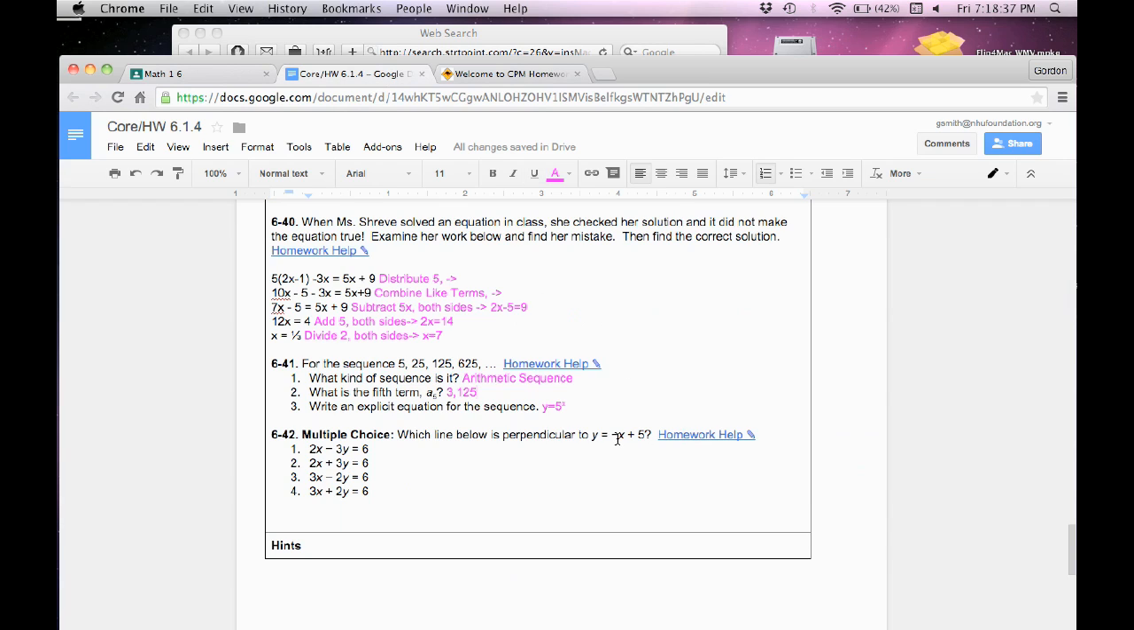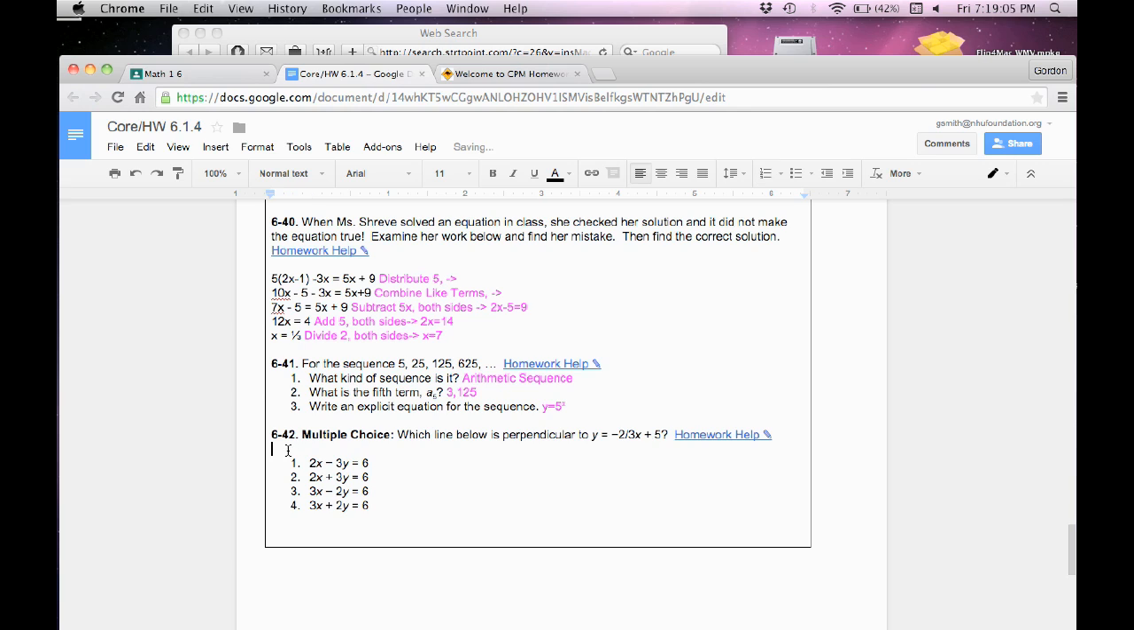Perpendicular to negative 2/3 x plus 5. Really, there's nothing you can do. It's my fault. But if we have this, we can figure it out. So that 2/3 was missing. You can insert it. Perpendicular. We know that perpendicular lines have negative reciprocal slopes. I'm going to start just by writing that. Perpendicular lines have negative reciprocal slopes.